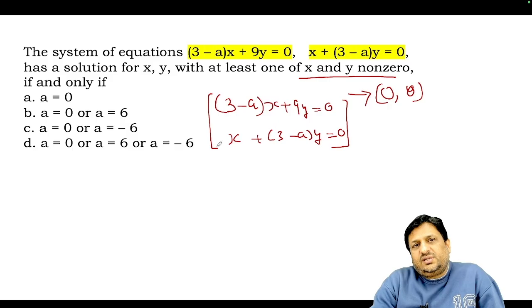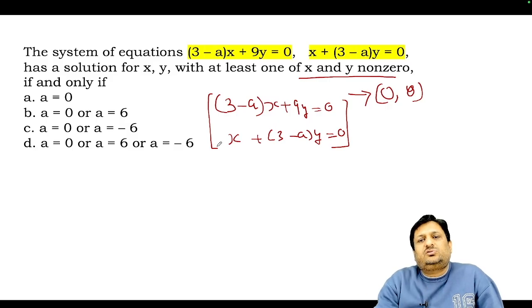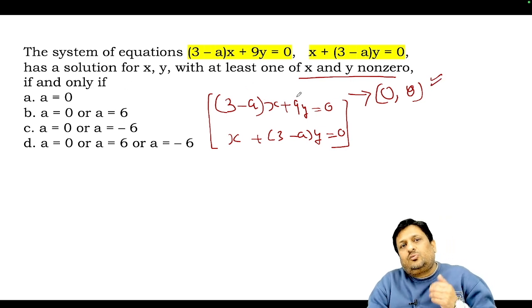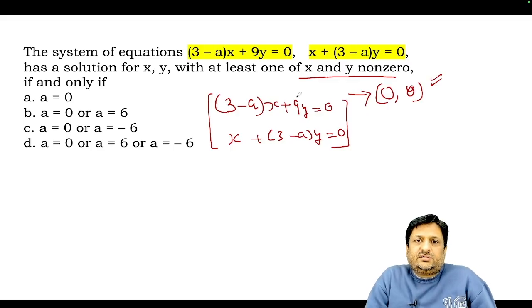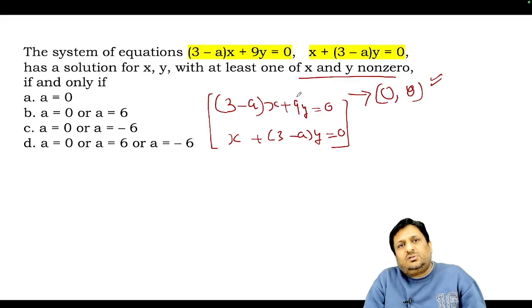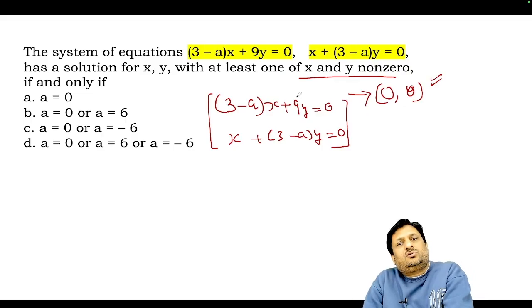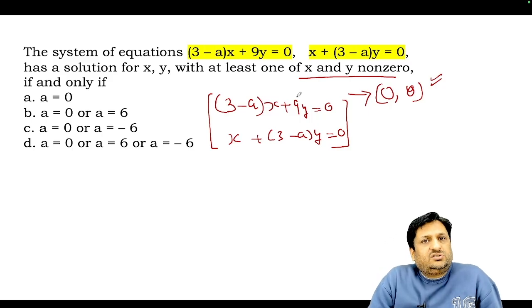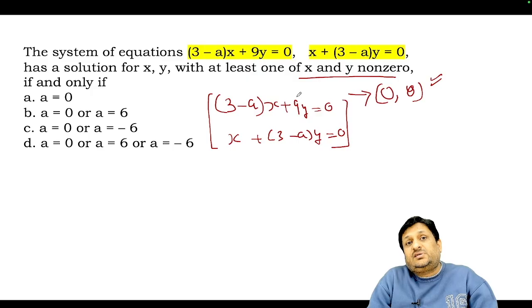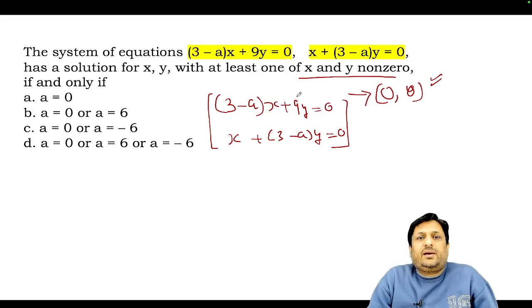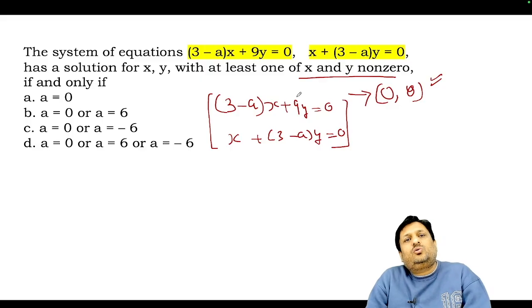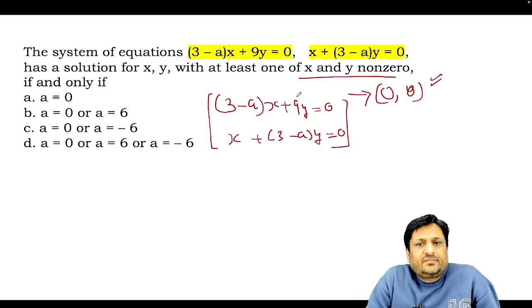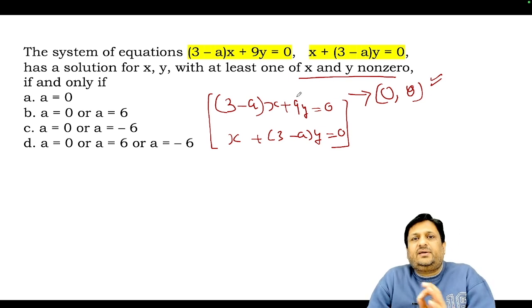But now the question is saying it has at least one more solution apart from (0, 0). It means it has more than one solution. And we know there can be three cases only: the system has only one solution, or no solution, or infinite solutions. And here (0, 0) is clearly visible, and the question is saying there is at least one more solution. So the only possibility I am left with is that the system has infinitely many solutions. So we have reduced it: according to the question, the system has infinite solutions.